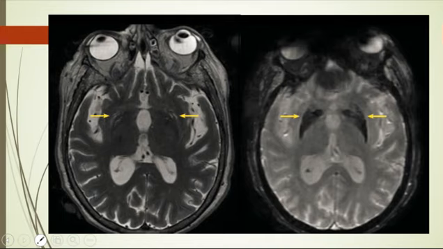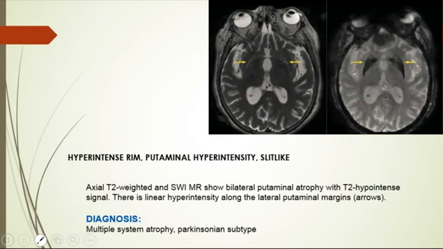So, what do we have here? This is again one of the neurodegenerative disorders. This is what's called the hyperintense rim or putaminal hyperintensity or slit-like appearance. Okay? Suggesting multiple system atrophy, the Parkinsonian subtype.